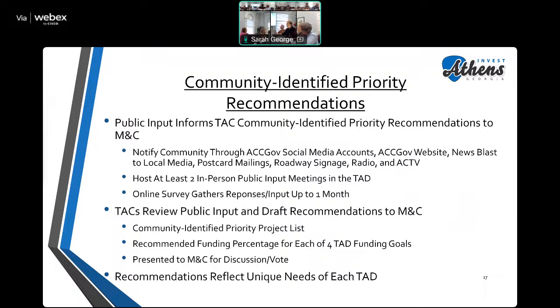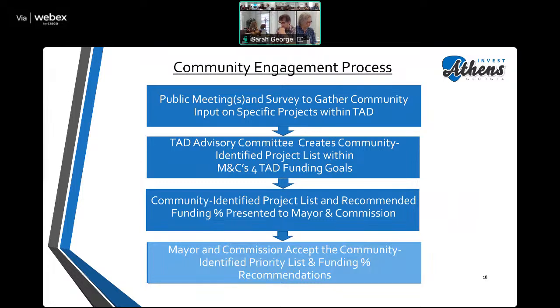Then they create project lists sorted by those four categories: affordable housing, partnerships, CCST and youth development, and public infrastructure. They recommend funding percentages, as they're charged with as part of the redevelopment plans. Then those come to you as agenda items. In this way, those recommendations reflect the unique needs of each of the TADs, since there are 6 of them and they're all a little bit different. The next slide is a summary slide showing how the process works.